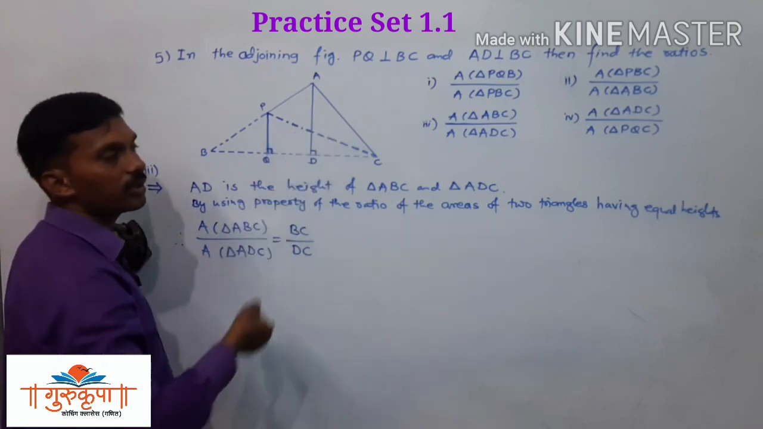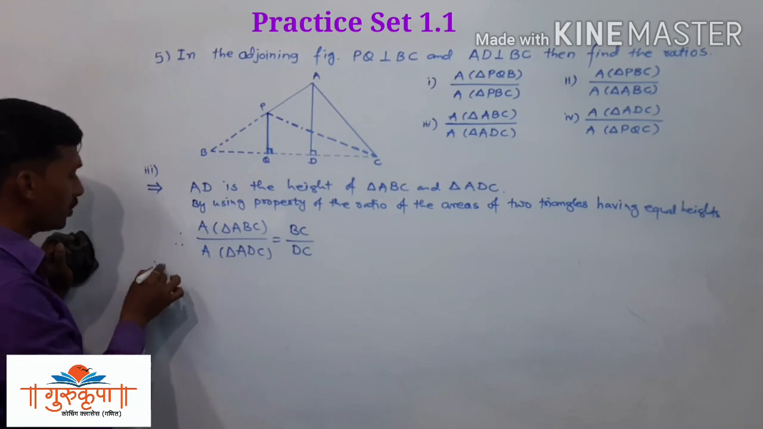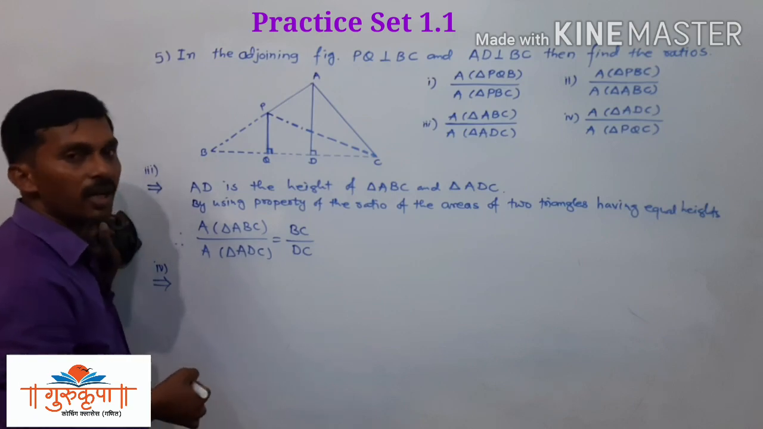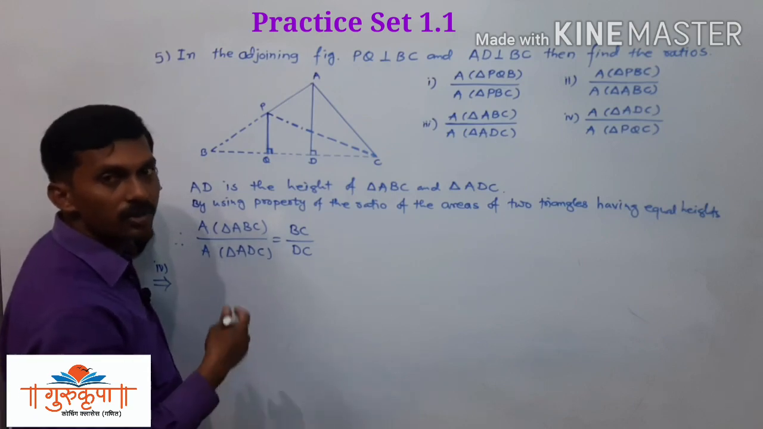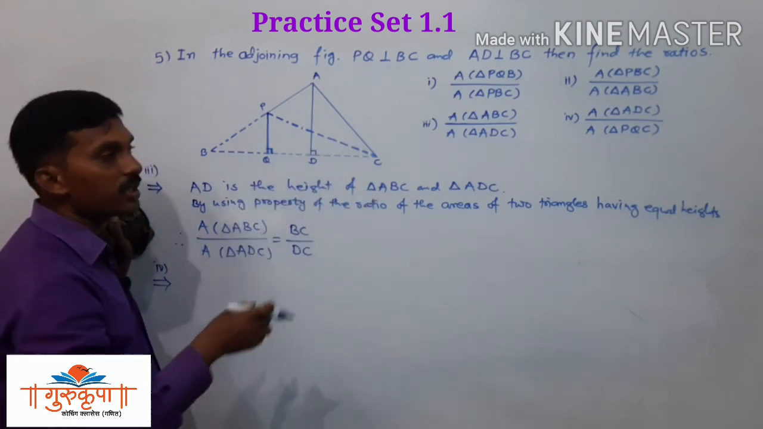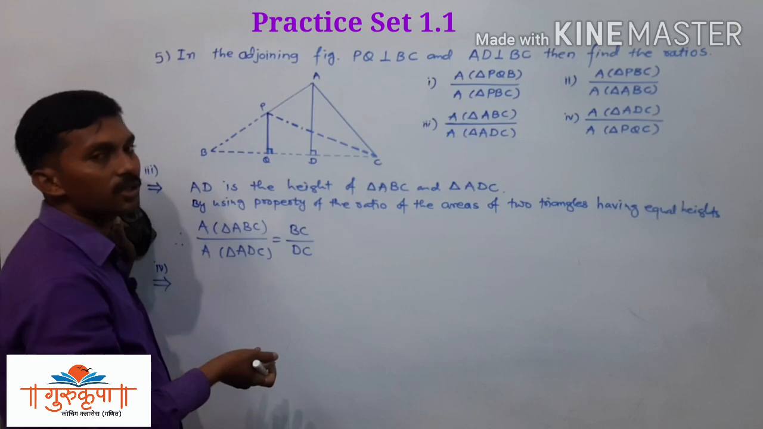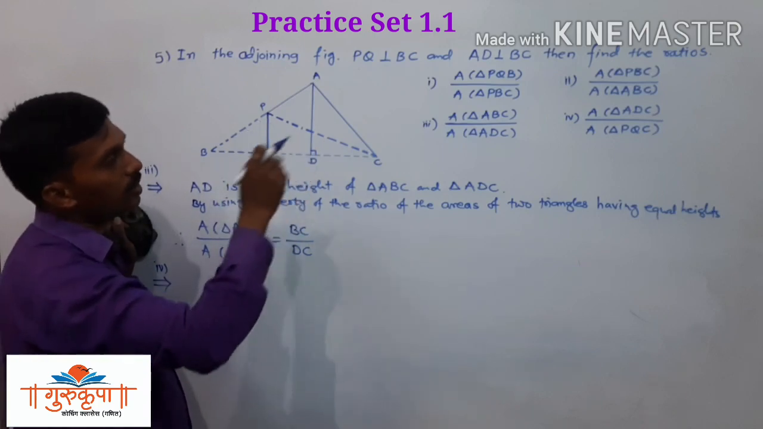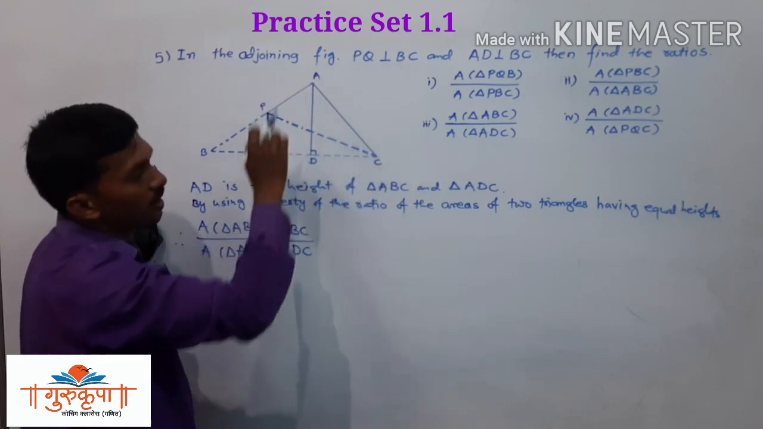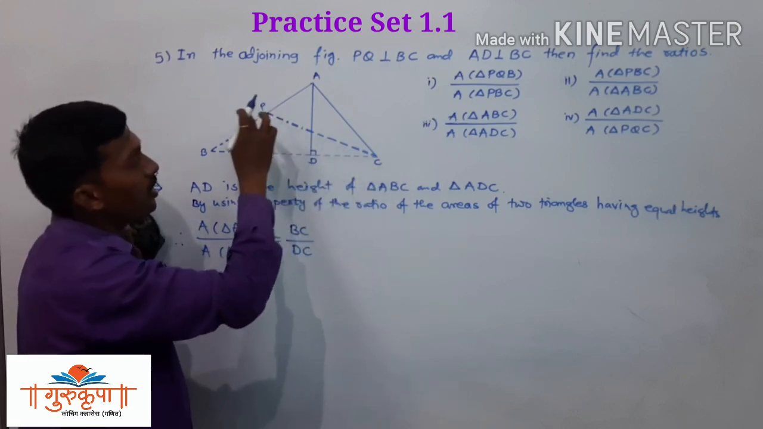Now we have the last value, that is area of triangle ADC upon area of triangle PQC. Now see both triangles in the given diagram and check whether their heights are equal, or their bases are equal, or both are different. Exactly which property they follow, we have to determine, and from that we have to use the property. So see triangle ADC: in this triangle DC is the base and AD is the height. Now triangle PQC: base is QC and height is PQ.